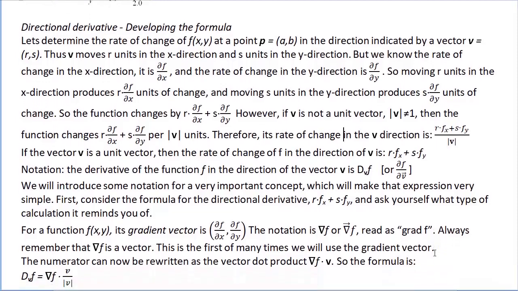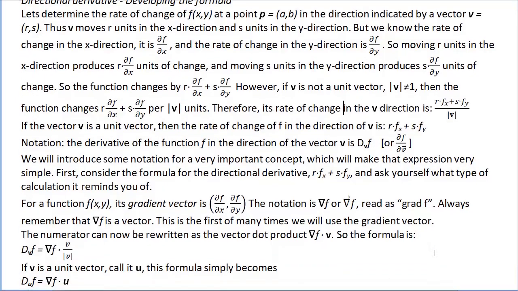So if v is not a unit vector, we can write the directional derivative as grad f dot vector v, divided by the magnitude of v. But of course, if it's just a unit vector, it reduces in a nice way. So the directional derivative of the function f in the direction of unit vector u is just grad f dot u.